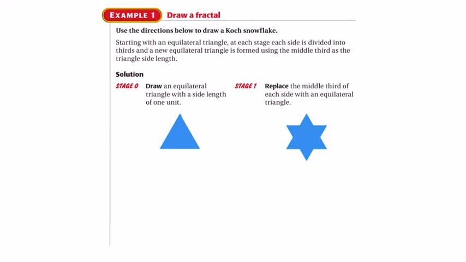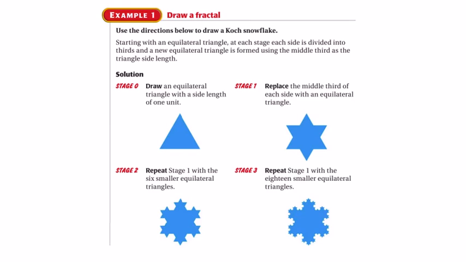Alright, and then you're going to continue to chop each side of every single one of those stars, or those triangles, into thirds, and then you're going to draw a triangle. Alright, so that is after I repeat stage 1. Now we're at stage 2, and then there's stage 3. Alright, so it keeps going. So this is Koch's snowflake.